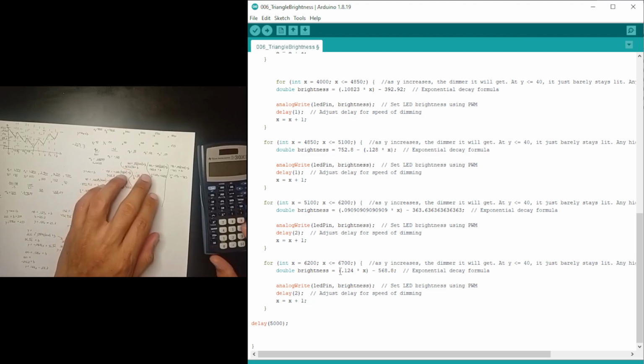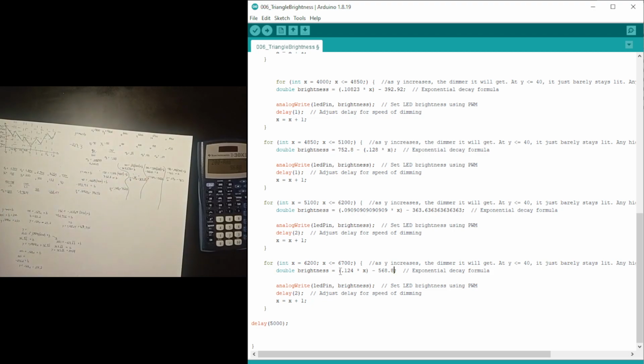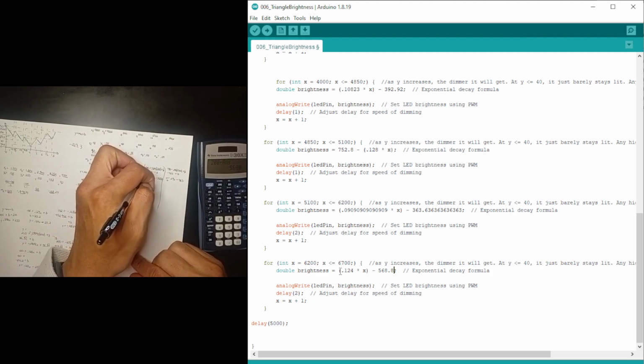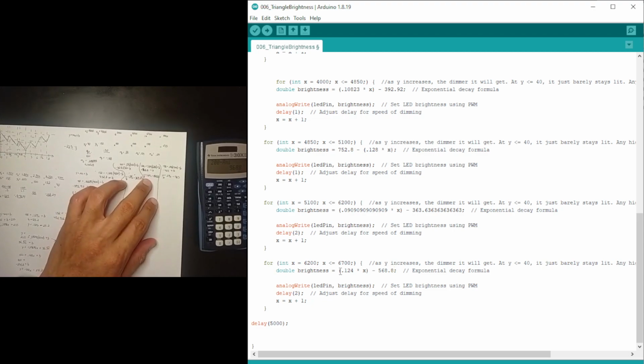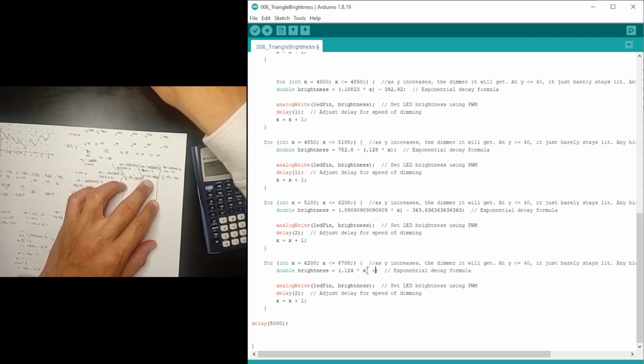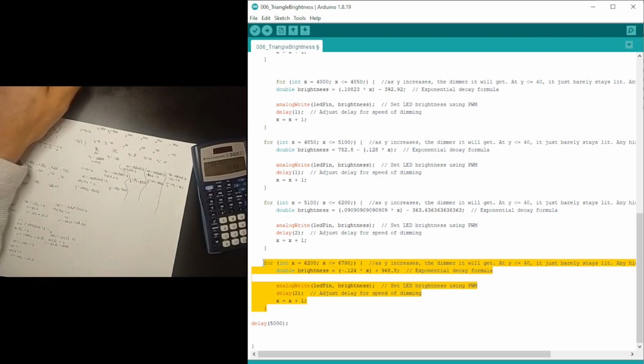Dang it. 0.124 times this 200 times negative 1. 200 minus the answer. It's a positive 968.8. Plus 968.8. This is negative. And then, and one more. Copy.